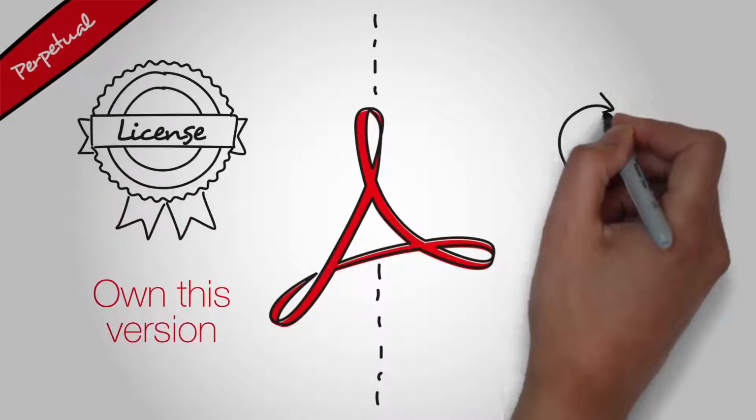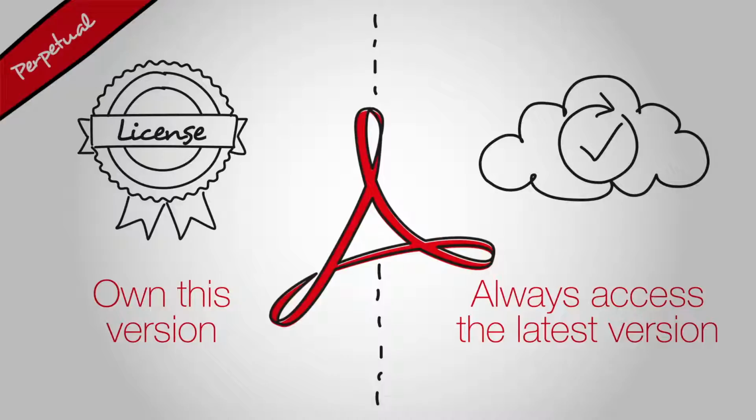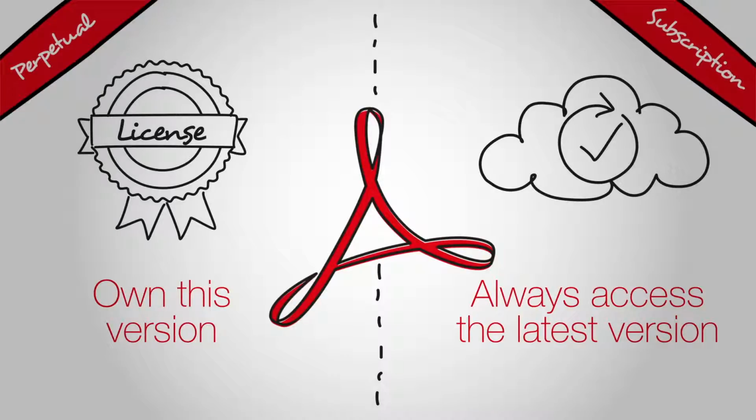Furthermore, with Adobe Acrobat DC, there's an option to suit your budget and any business need. Choose a perpetual license if you want to own that version indefinitely with support for 1 year, or a subscription license if you always want access to the latest version and continued support.